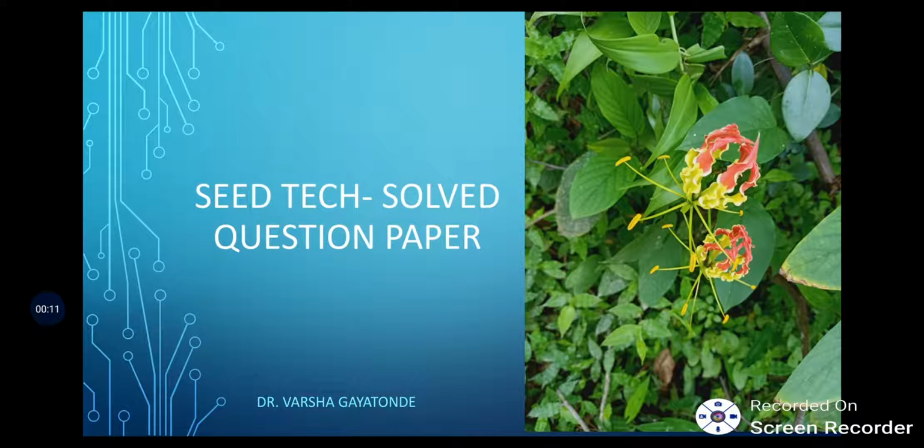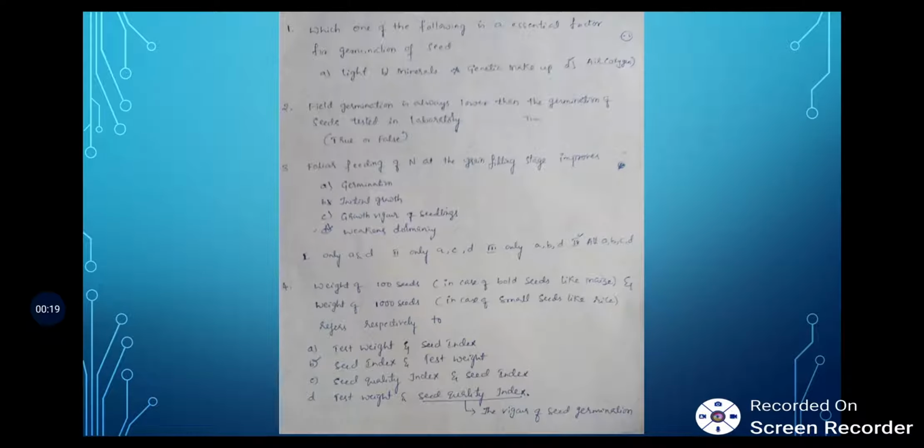Here we shall discuss some of the important questions related to seed science and technology. These questions are very important for competitive exams, especially for JRF and SRF. So let's begin. Here I am covering some multiple types of questions, true or false type, or some direct questions which may be in the form of match the following or something else.